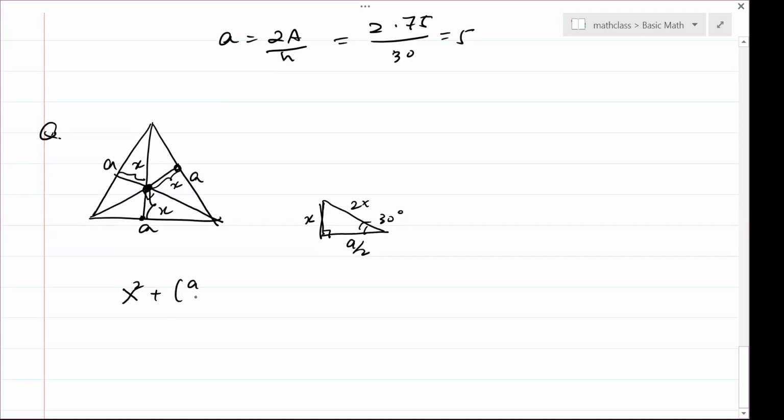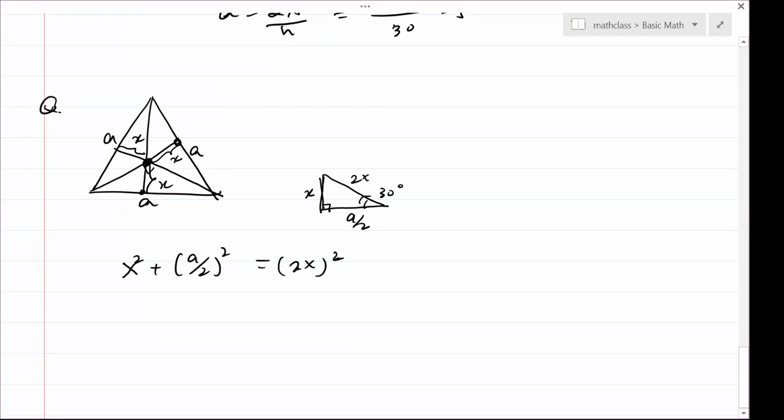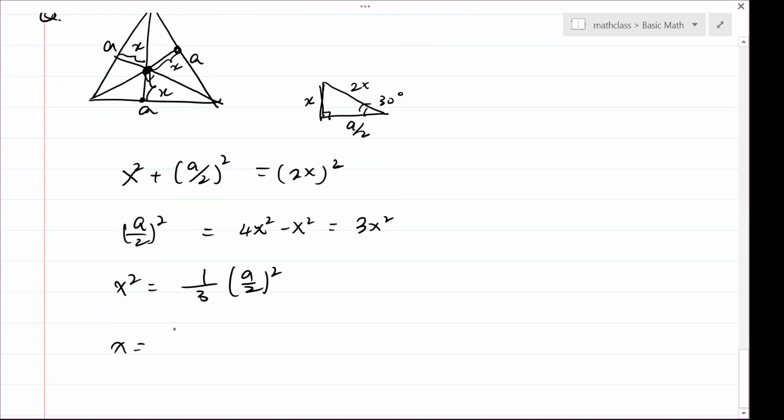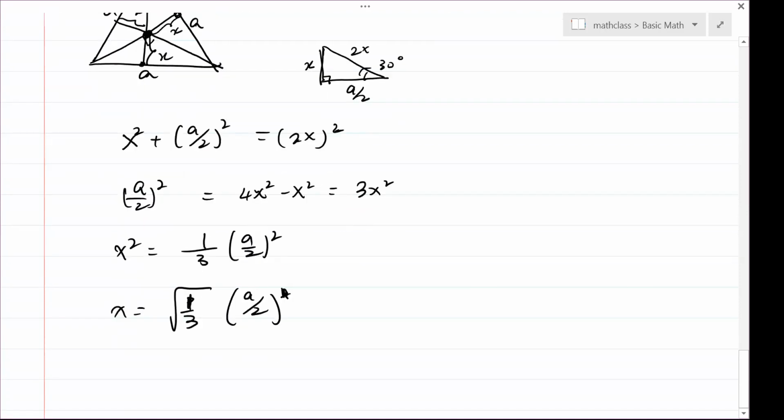Because x squared plus half of a squared, by the Pythagorean theorem, equals this. Then how? Well, this side is half of a squared, and the other side is 4x squared minus x squared, which is 3x squared. So you can solve for x squared. And finally, x is the square root of 1 over 3 times a over 2. That's what you get.